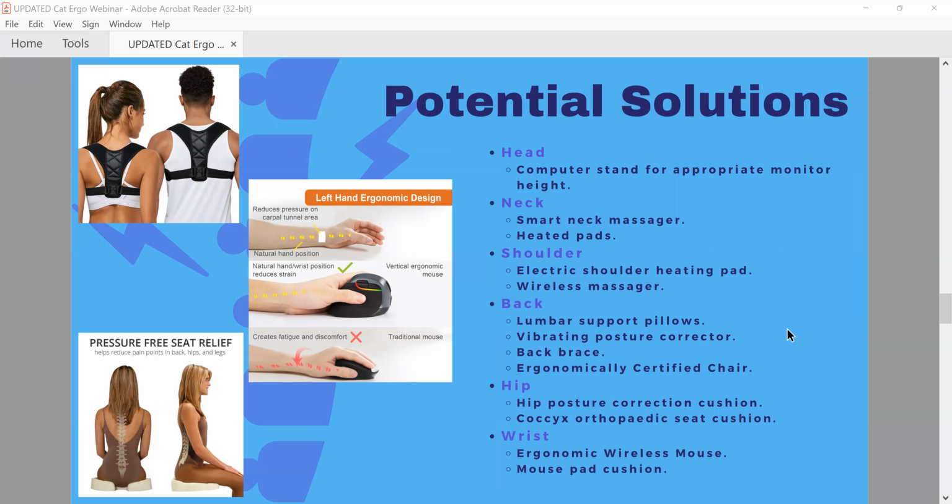For your neck, a potential solution could be using a neck massager or a heating pad. You can also check out some stretching methods that will be in your digital packet that we'll send out after this webinar. Similar to the neck, an electric shoulder heating pad or massager would be good for mitigating shoulder pain.